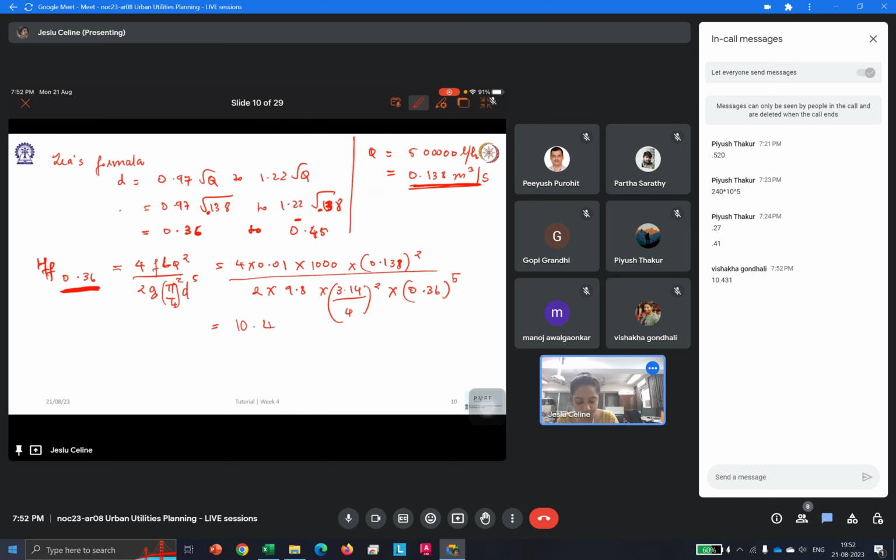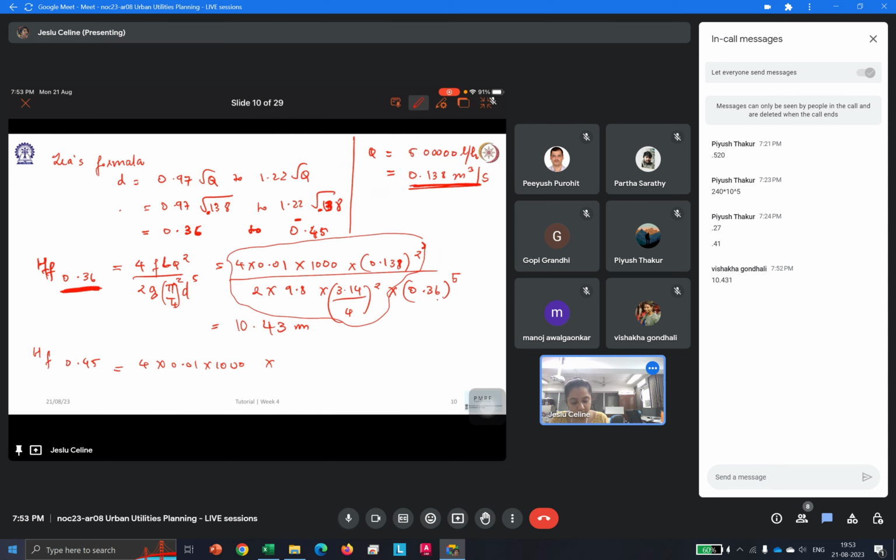So I'm taking it as 10.43 meters. That's our head due to friction. Now our total head would lie... sorry, before we find the total, this was only for 0.36. Now we'll have to find it for 0.45. Again, the same calculation will come. This much is already there, only the D value you will have to change.